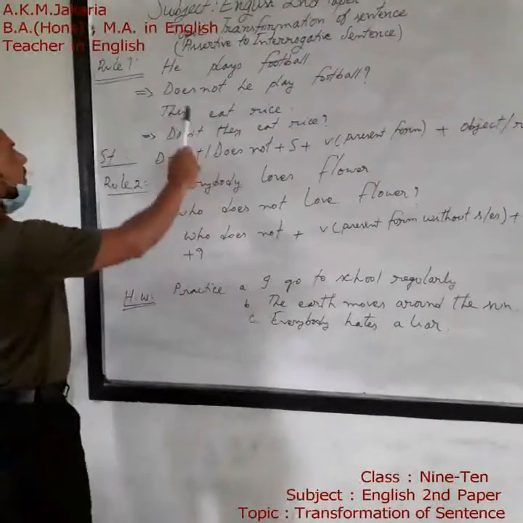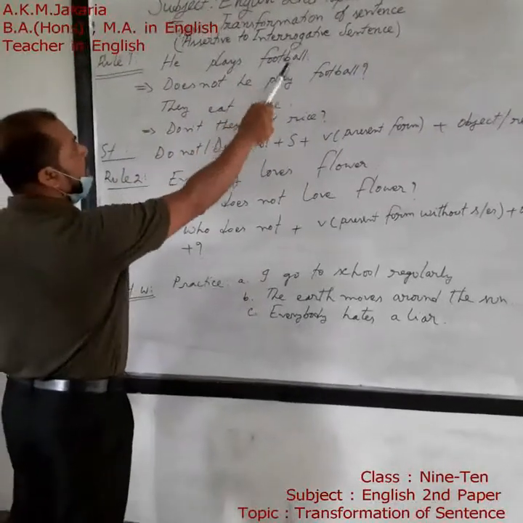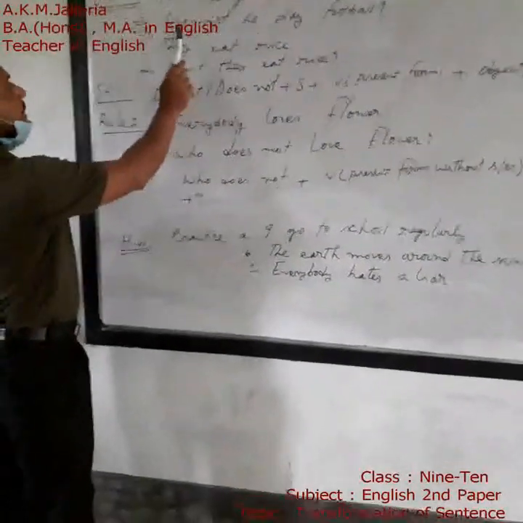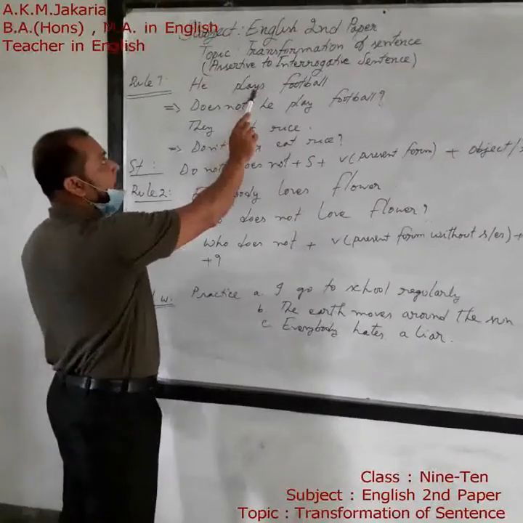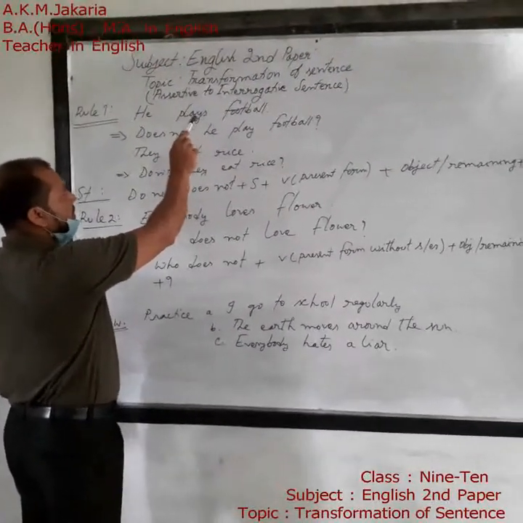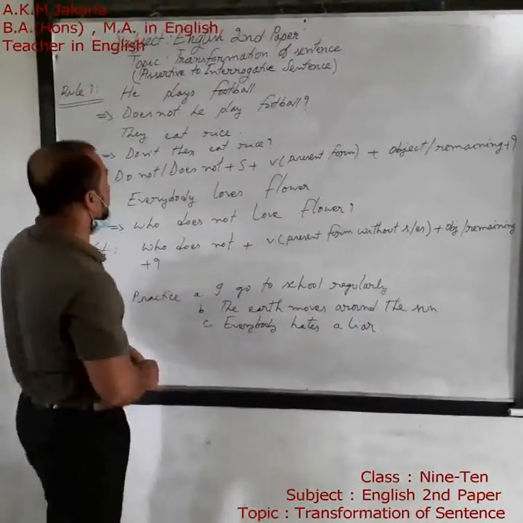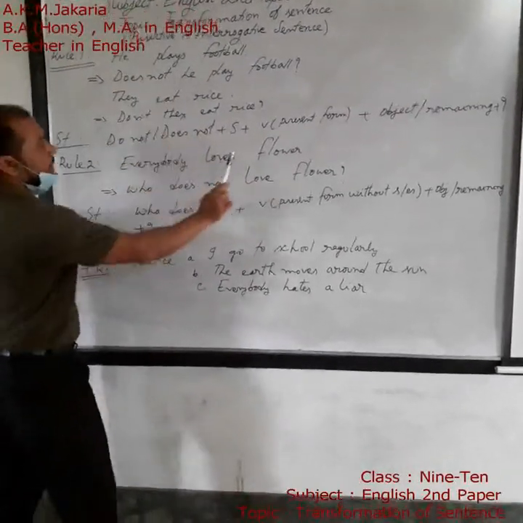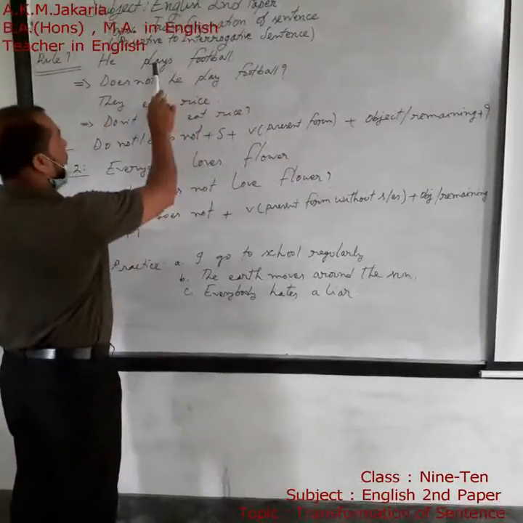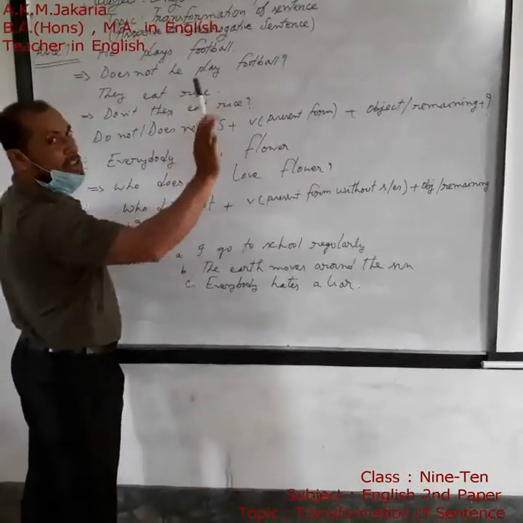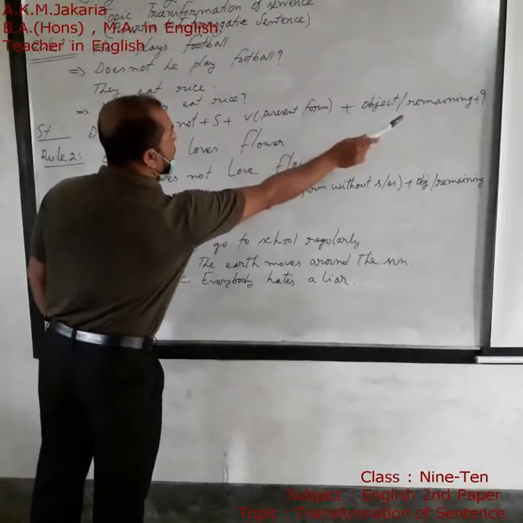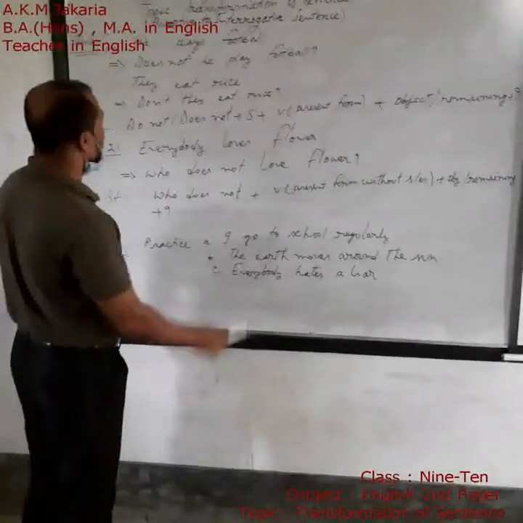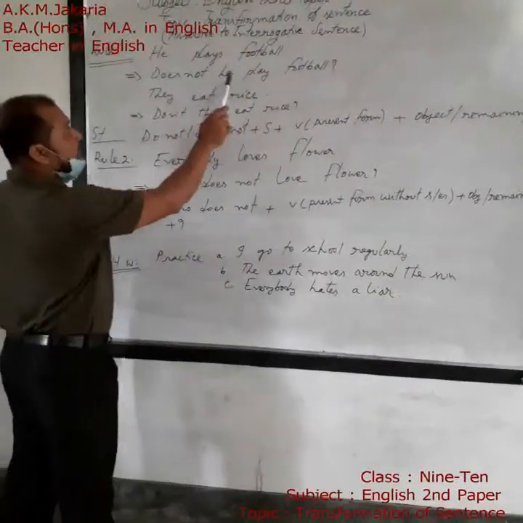Here we change it into interrogative. How? Look. Do not or does not. Here we can write does not because the principal verb tells us it is present with S or ES. So we can write does not, plus subject, he, plus present form of principal verb, play, without S or ES, plus object or remaining, football, plus question mark. I mean, does he play football?